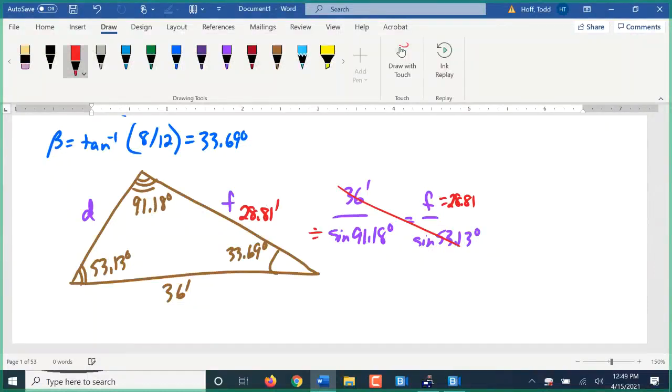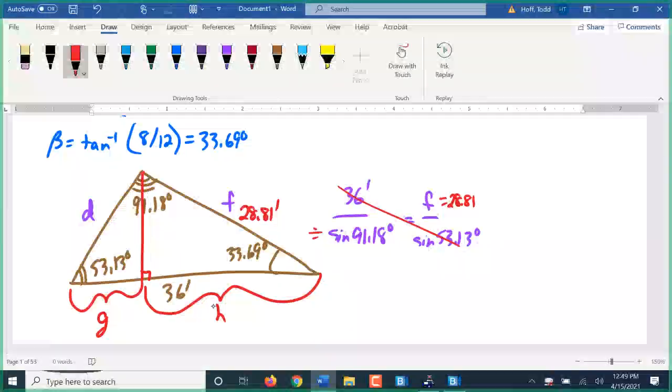Now, technically, I don't even need to find D here. What I need to do is find the run of each of those slopes. So I need to find this run here and this run here. So I'm going to label this G and H. Actually, I don't want to use H because H is usually used for height. I'll call that G and M.